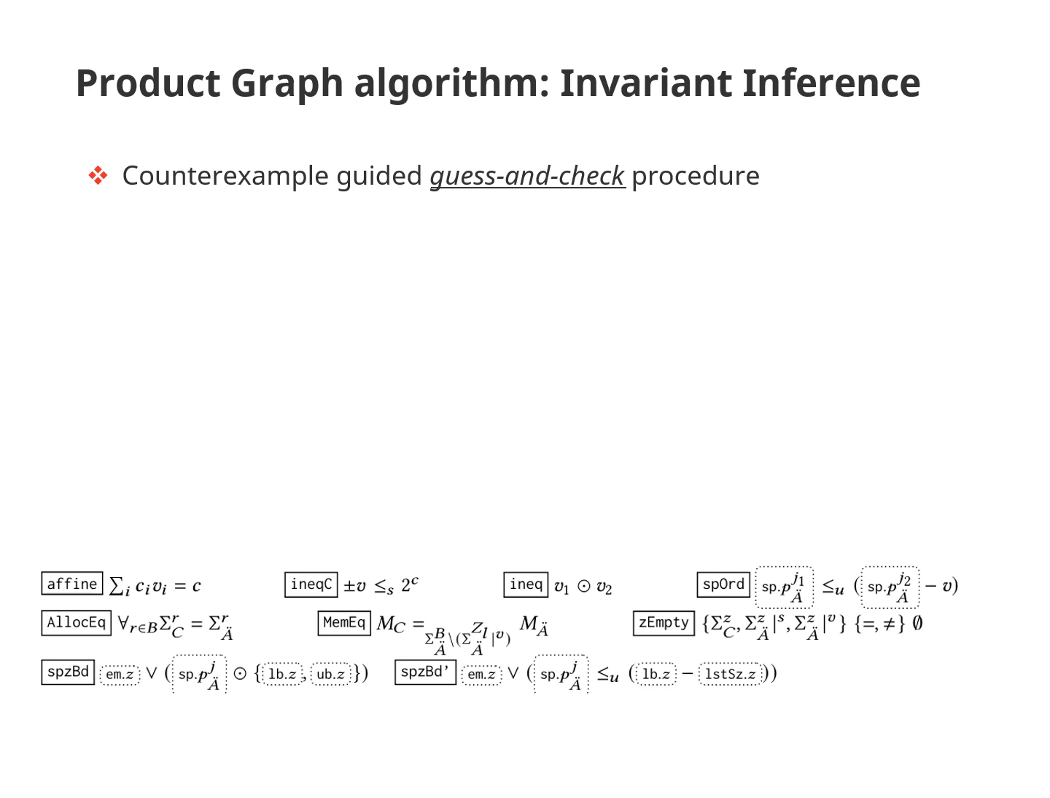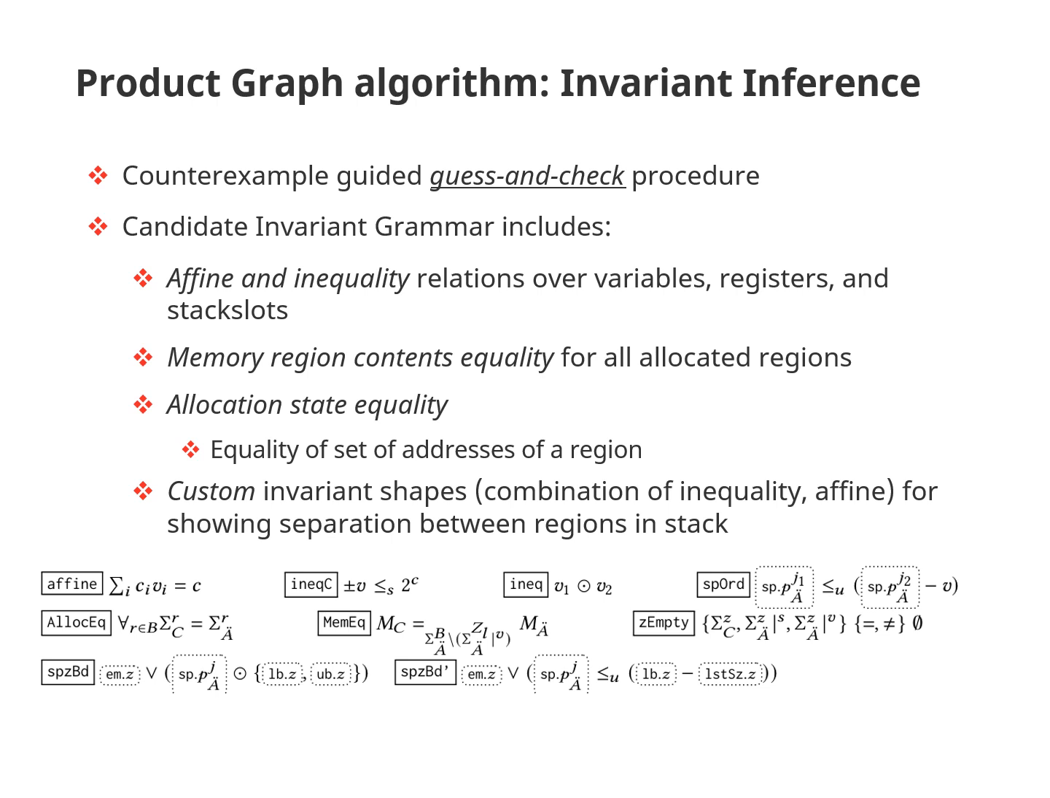Our algorithm for inferring node invariants is a counterexample guided guess and check procedure. The candidate invariants are guessed through a grammar which includes affine inequality relations over variables, registers, and stack nodes, memory region contents, and address equality, and custom invariant shapes for showing separation of regions in stack.